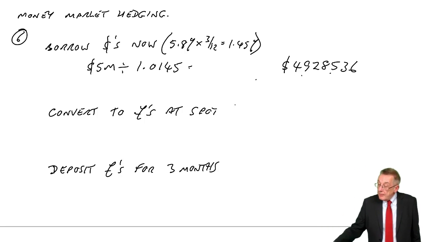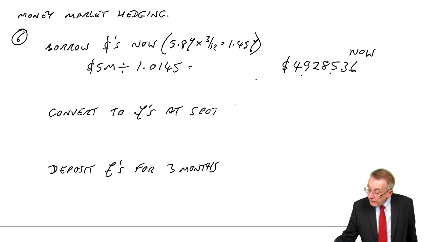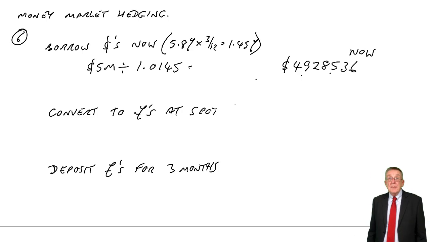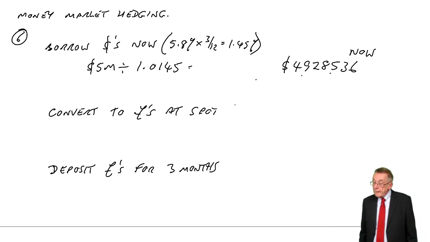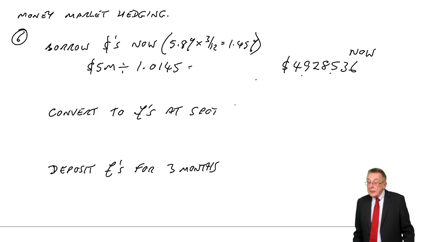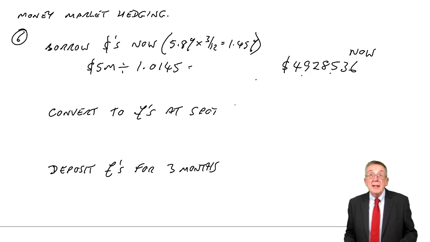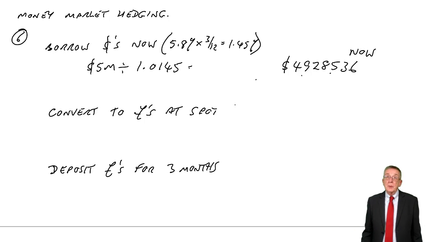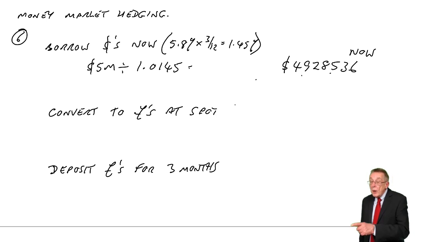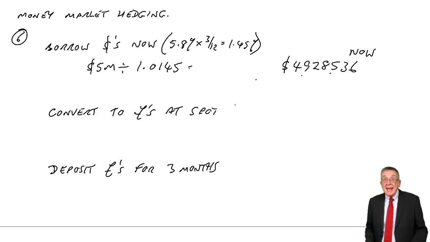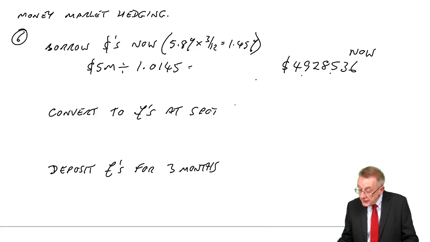I'm going to borrow that much now, 4.9 million. And in 3 months' time, they'll have added on interest, and I'll be owing exactly 5 million. When we get the 5 million from the customer, it'll repay that borrowing. Why have I borrowed it now? Because since I've now got dollars today, I can convert at today's spot rate.